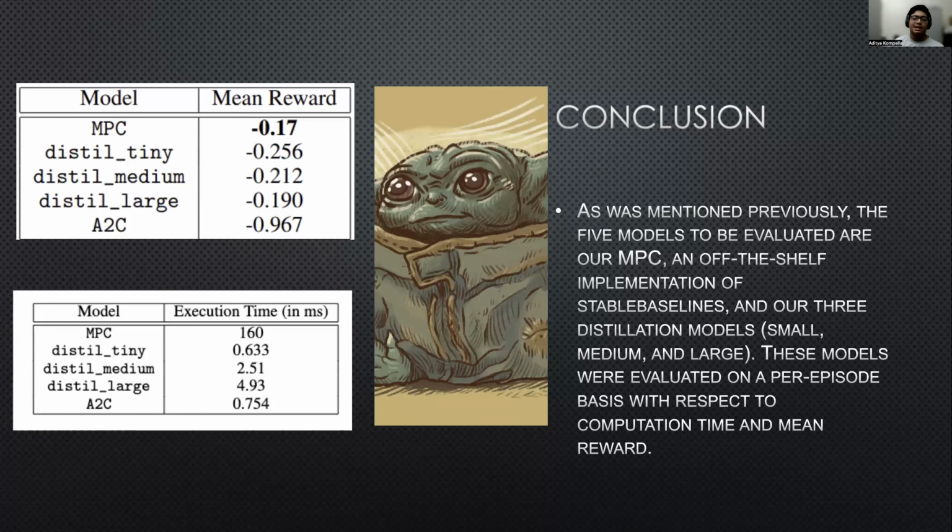Next, the important thing that we're trying to find in this project is the execution time, whether we could speed up the model predictive control. Model predictive control per action, this per step time, takes 160 milliseconds on average. And we can see that our distilled models are hundreds, even close to thousands of times faster than the model predictive control, going around 1 millisecond on average. Although our A2C off-the-shelf implementation also averages around 1 millisecond, we can see that the reward is not as good. So we can see that our distilled models achieve what they wanted.